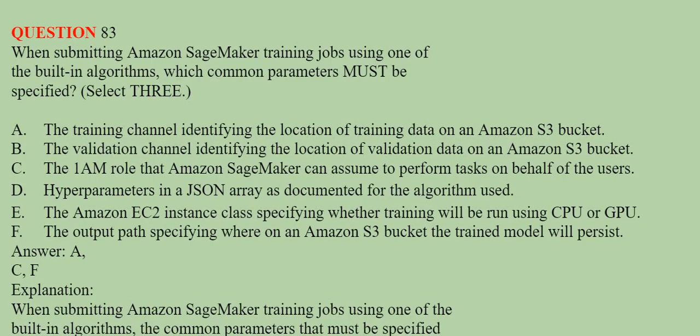Option E: The Amazon EC2 instance class specifying whether training will be run using CPU or GPU. Option F: The output path specifying where on an Amazon S3 bucket the trained model will persist. Correct answer is option A, C, and option F.